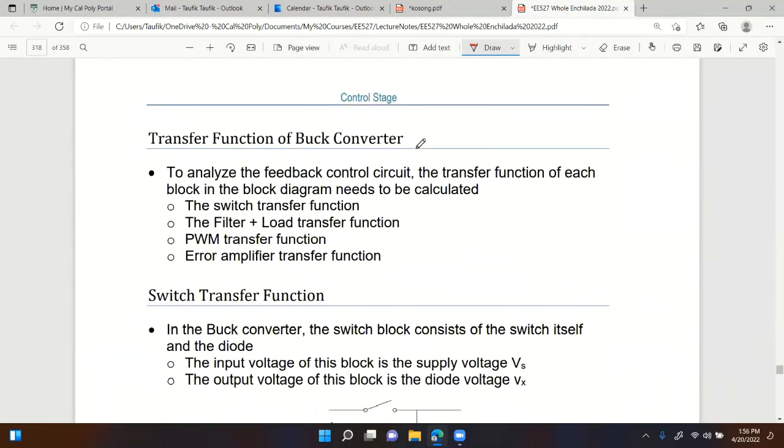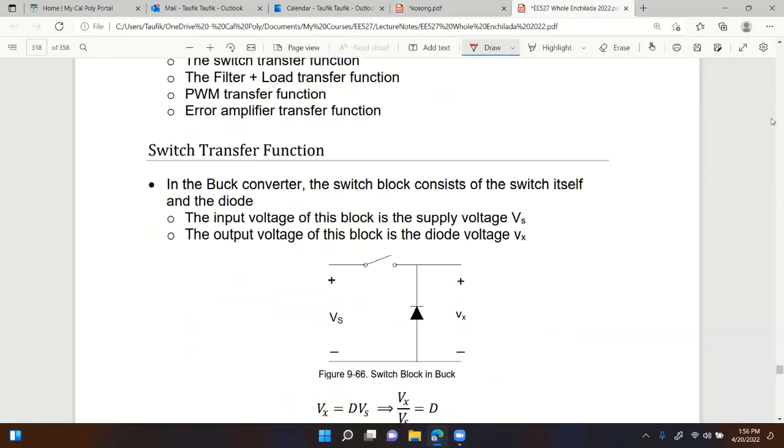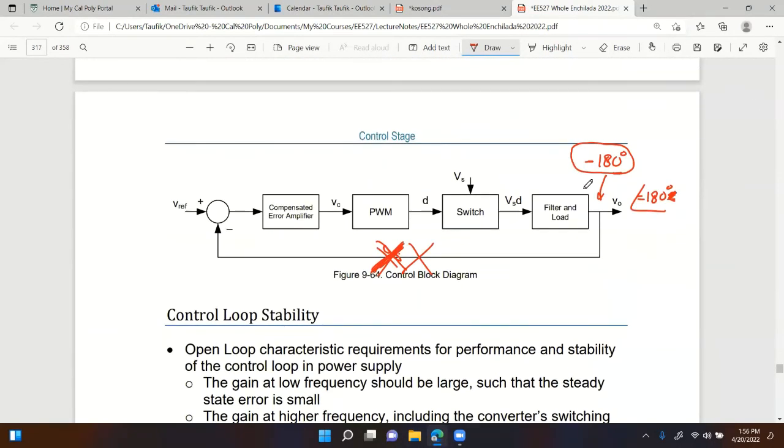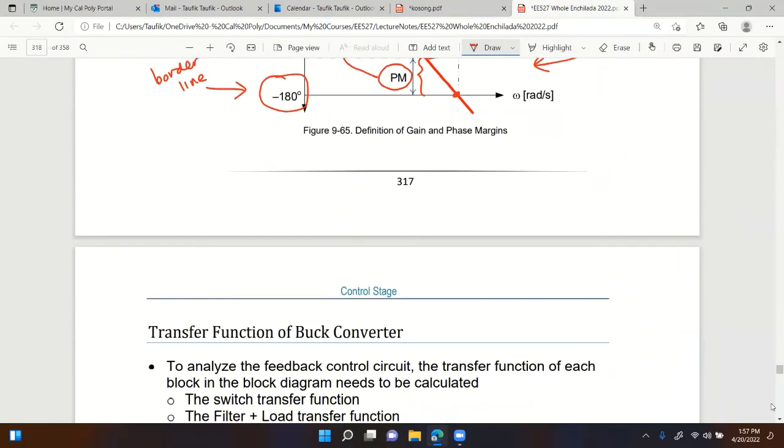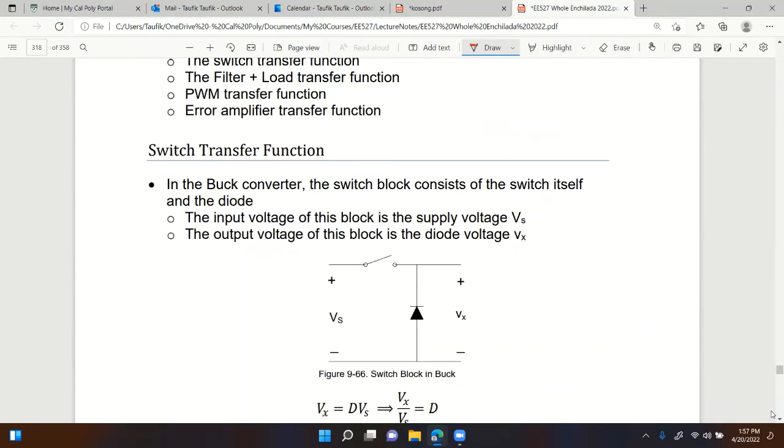All right. So the transfer function for a buck converter would have these blocks: switch transfer function, filter plus load transfer function, PWM transfer function, and error amplifier transfer function, right? So basically I have this block diagram, and I want to be able to derive the transfer function for each of these blocks. As you can see, I have four of them: switch, filter and load, PWM, and compensated error amplifier. Okay. So let's look at the switch transfer function first.